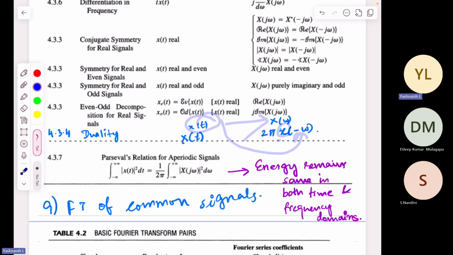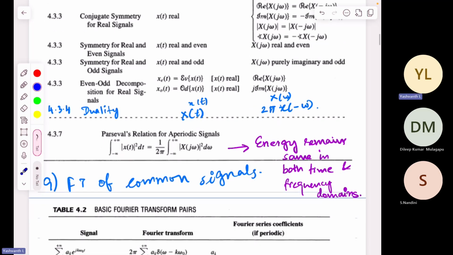That is, if you take the time domain signal as x of t, and the Fourier transform is, let's say, y of f, then if I consider the time domain signal as y of t, its corresponding Fourier transform will be x of minus f times 2 pi. That's what this is saying. It's called the duality property. Okay, very useful property. This also I will illustrate using an example today.